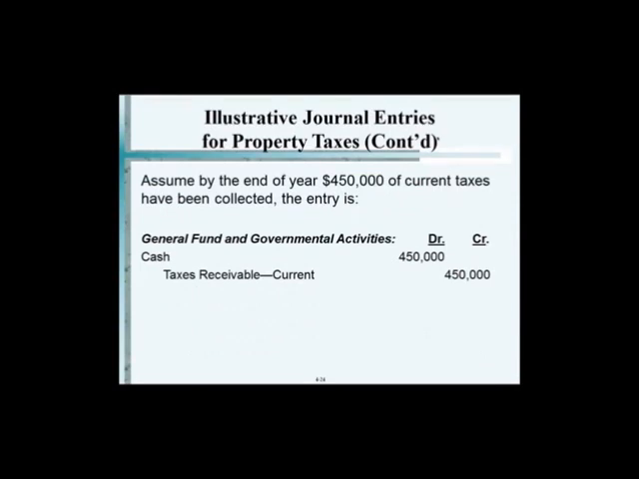At the end of the year, we get 450,000. Everybody understand this? Debit cash and what? So what's our receivable balance now? No, what was it before? 495. What did we get? 450. So what is it now? 45, right? Good. Notice same journal entry for both government-wide and general fund.